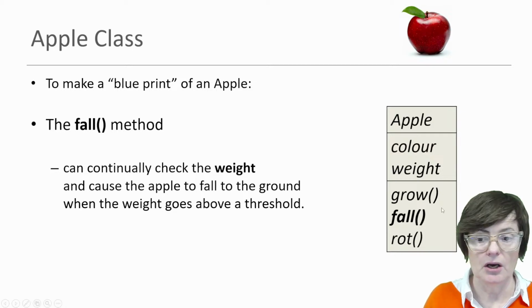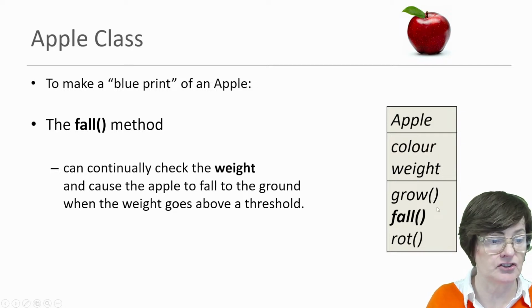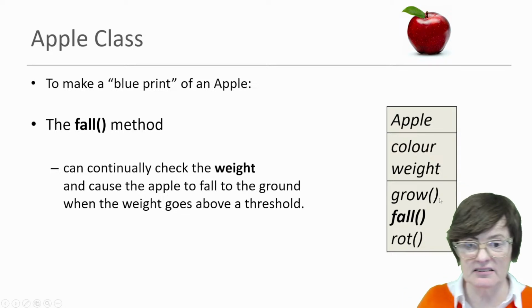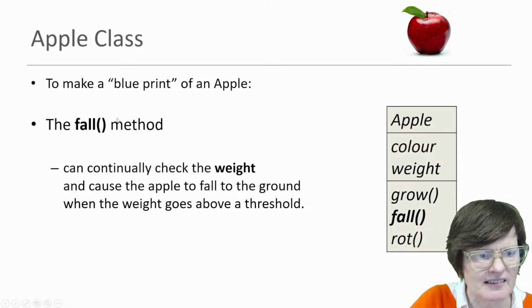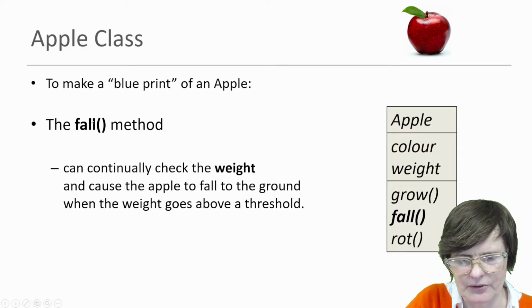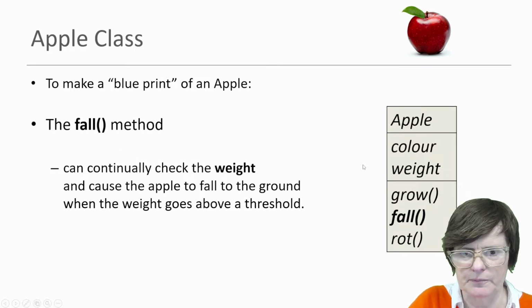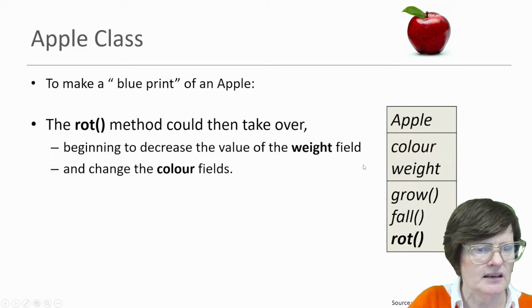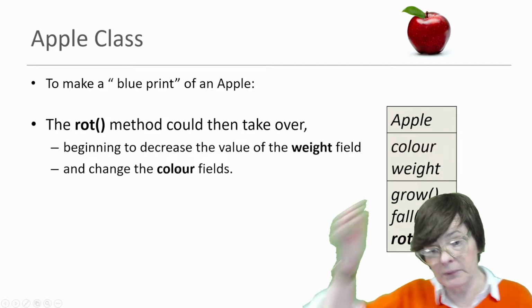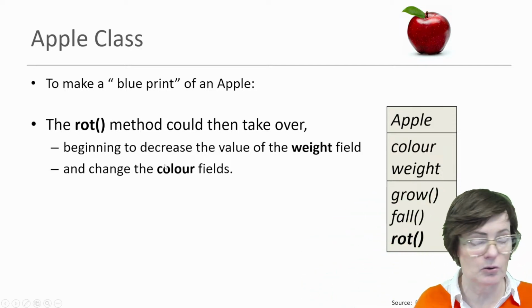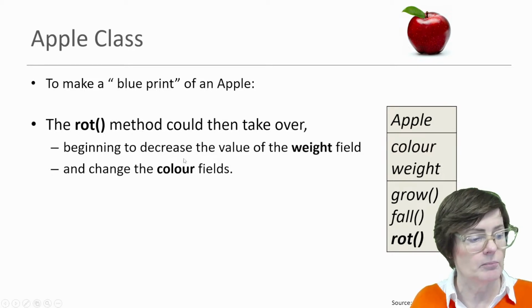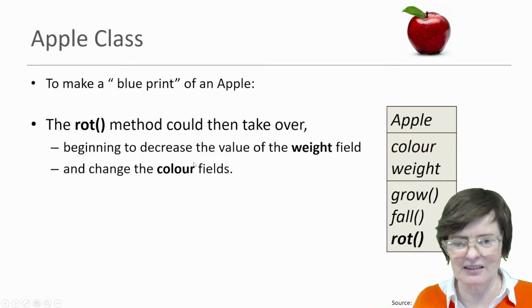The fall will probably do something like continually check the weight. Now I said if it doesn't change any of them, but this is actually reading the values and doing something with it. Don't worry about how we keep checking that, it's just the idea for the moment. The rot then takes over and it begins to decrease the value in the weight field and change the colour. You might need some inputs there. Maybe the temperature has a lot to do with how quickly it rots and so on. But you can decide on that later.